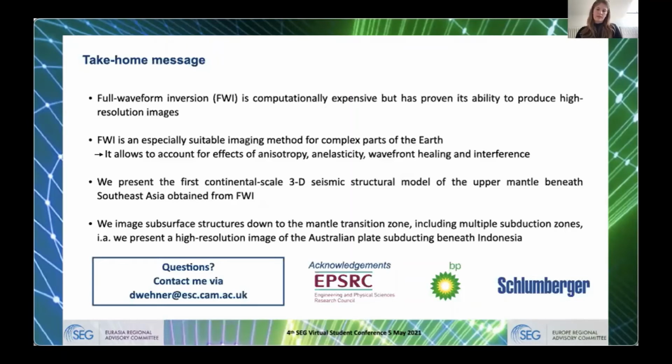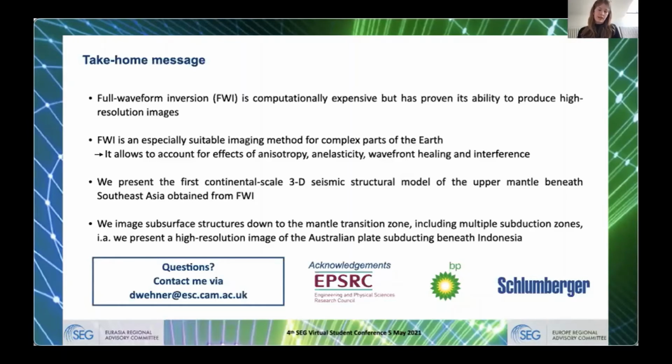Here we're presenting the first continental scale 3D seismic structural model beneath Southeast Asia, obtained from full waveform inversion, imaging subsurface structures down to 500, 600 kilometers, including multiple subduction zones, such as the Australian plate subducting beneath Indonesia. We're currently running the final iterations at 20 seconds and then we'll assess the robustness of our model.